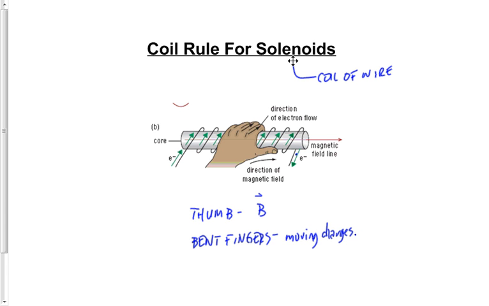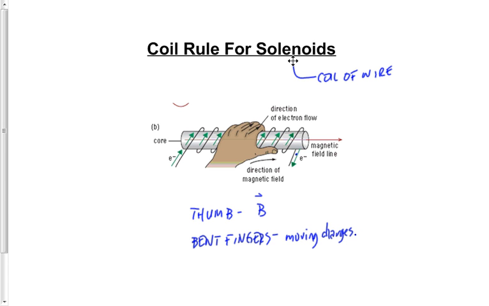Now, you can see in this picture that's up on the board right now, the electric current is such that it's going up in front of the coil, and then you can see it loops back down in the back. Up in the front, down in the back. Do you guys see that?